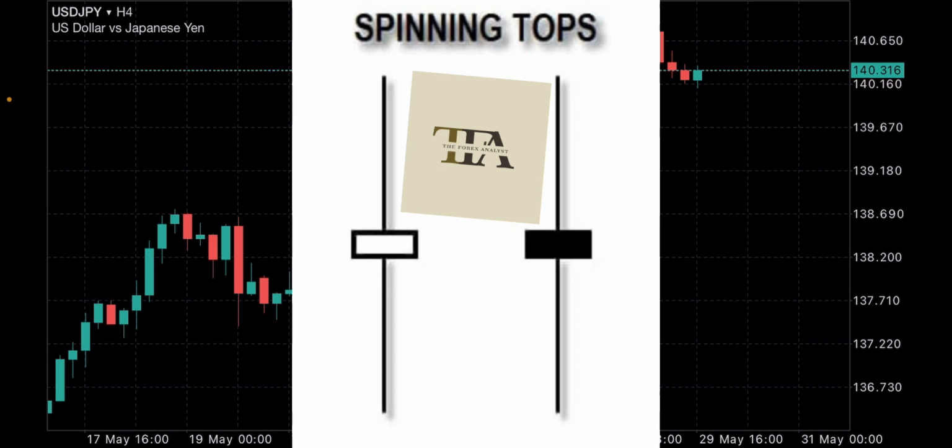While the next candlestick is the spinning top. The spinning top is a candlestick with a long wick and a small body. It indicates indecision in the market. So it is a candlestick with a long wick and a small body.